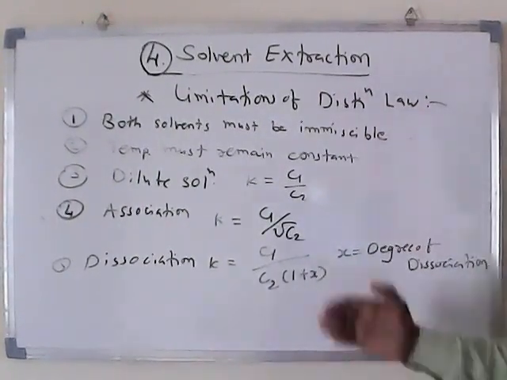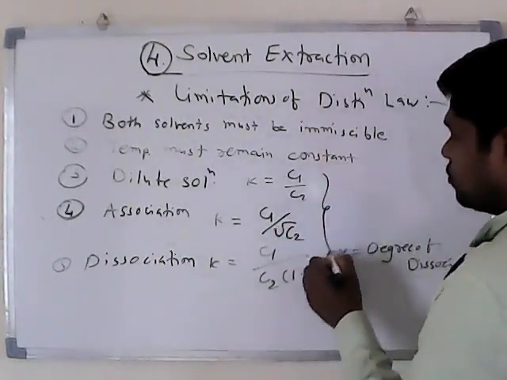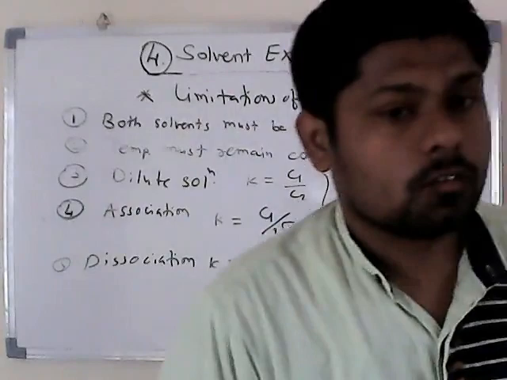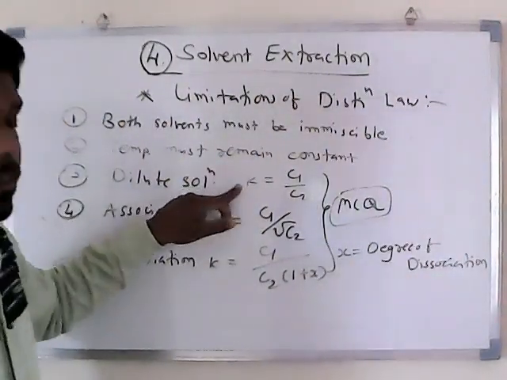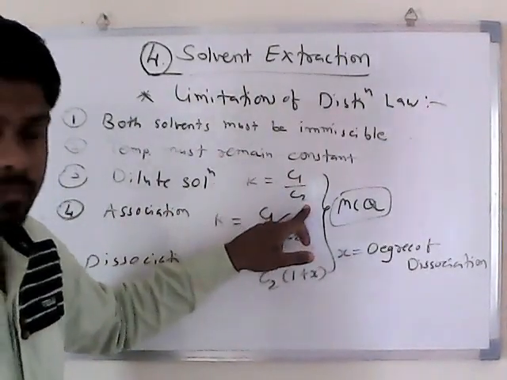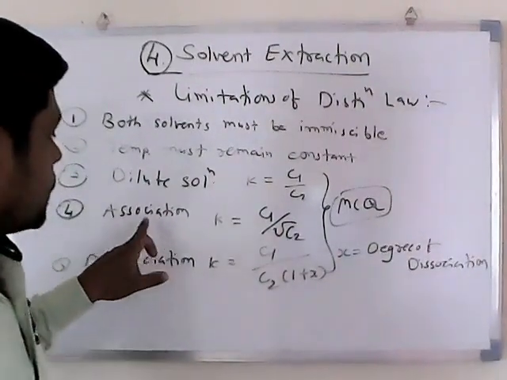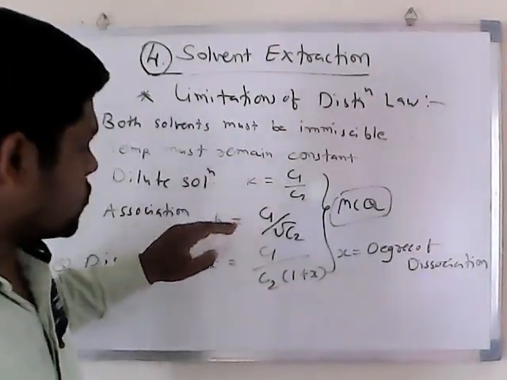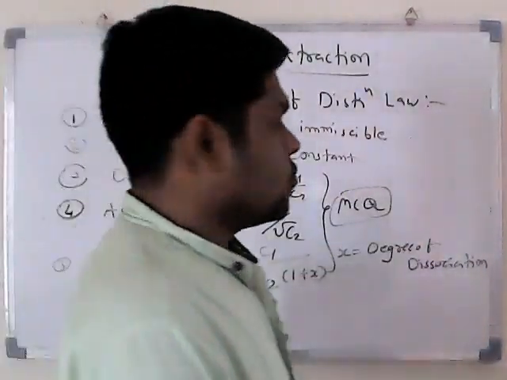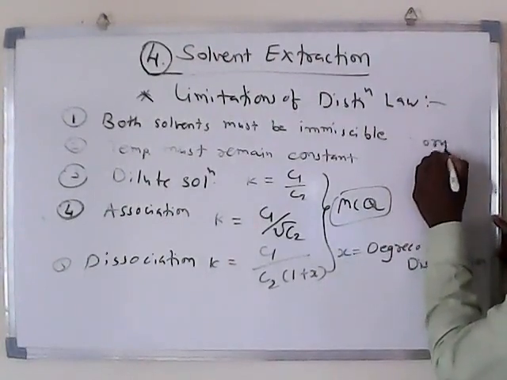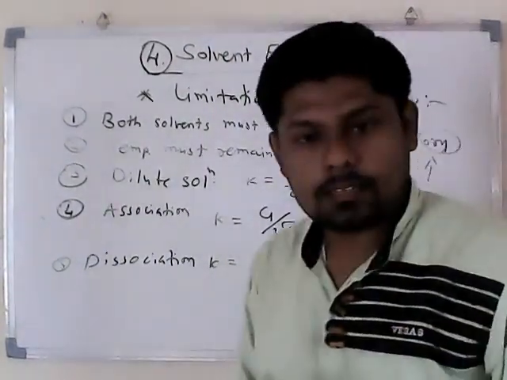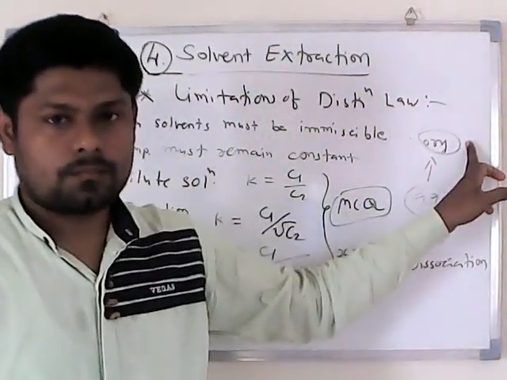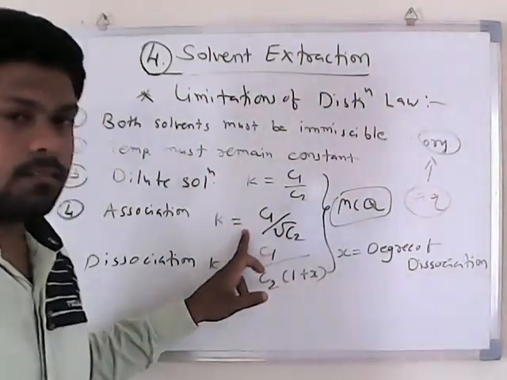Now these 3 points are used in MCQs. So for dilute solution, the law of distribution K is equal to C1 by C2. Keep in mind, if association of solute from aqueous phase to organic phase happens, when your solute moves or is separated from aqueous phase to organic phase, aqueous to organic. So association and dissociation take place in which layer? Association and dissociation take place in the organic layer. In that case, the ratio is like this: C1 by root of C2.